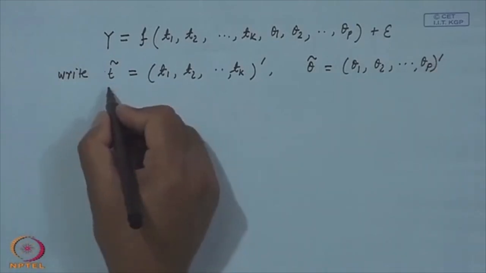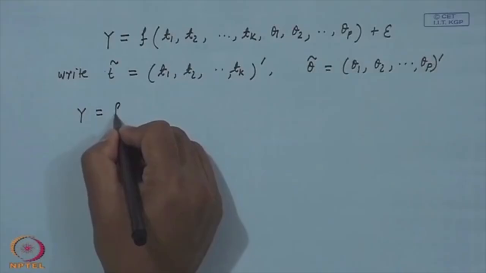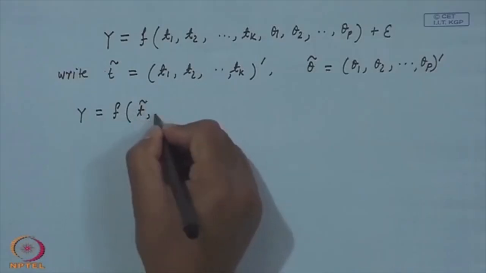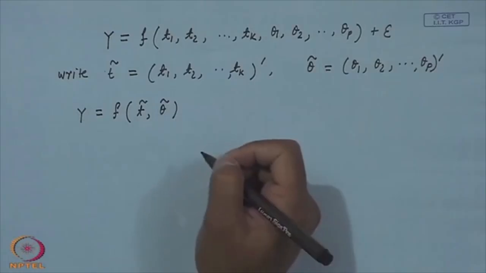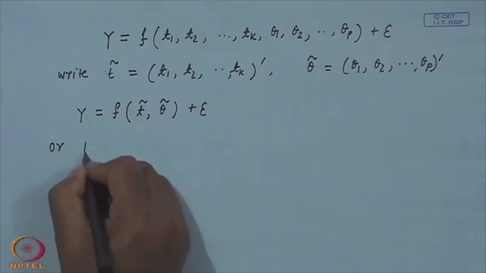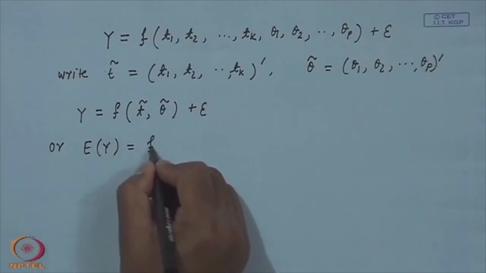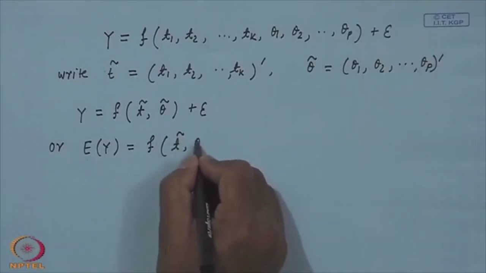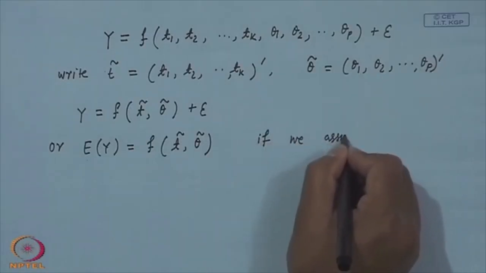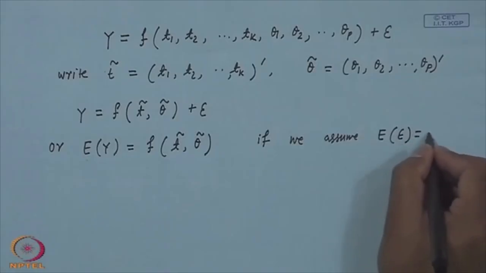And then in terms of this vector notation, we can write y equal to f of t, theta, plus epsilon, okay? Or also we can write the expectation of y. So, this is the nonlinear model we are talking about. Expectation of y is equal to f of t, theta, if we assume expectation of epsilon is equal to 0.